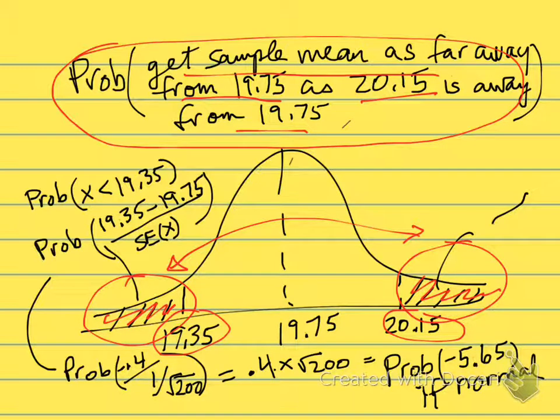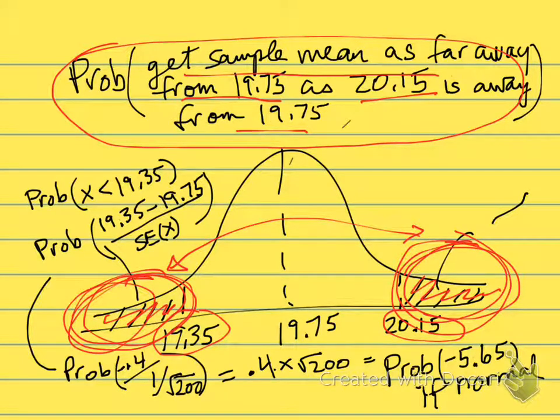And it can be far away on either side, so it can be far away on the right tail or far away on the left tail. And again, since the normal distribution is symmetric, the probability that you're far away on the right tail is the same as the probability that you're far away on the left tail. So we just need to calculate this one probability here and multiply it by 2. And that gives us the probability that you're as far away from 19.75 as 20.15 is away from 19.75.